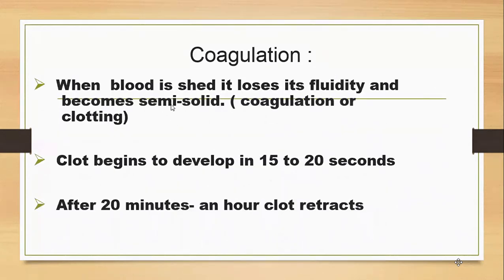Okay, so coagulation. So what happens when blood is shed? It loses its fluidity and it becomes semi-solid, gel-like. Then a clot begins to develop in 15 to 20 seconds. So from a small clot, in 15 to 20 seconds, your clot begins to develop, and if it takes more than this, something is wrong with your clotting system. Then after 20 minutes to an hour, the clot will retract.